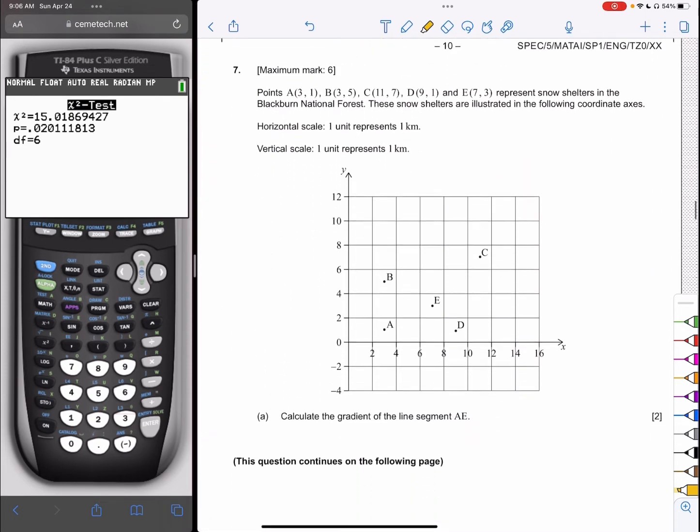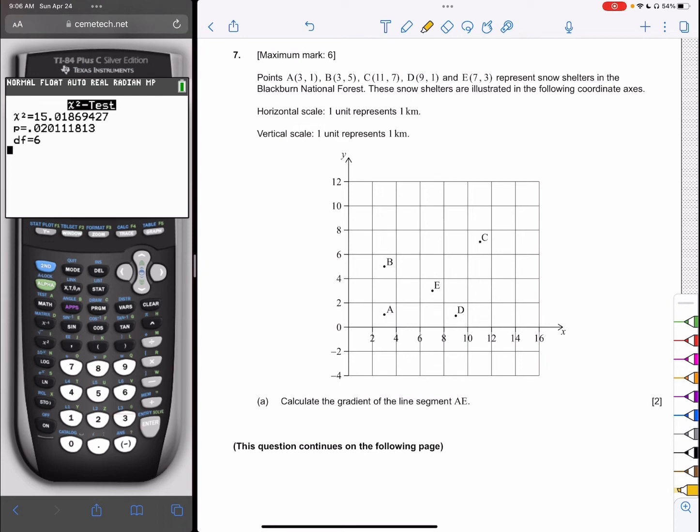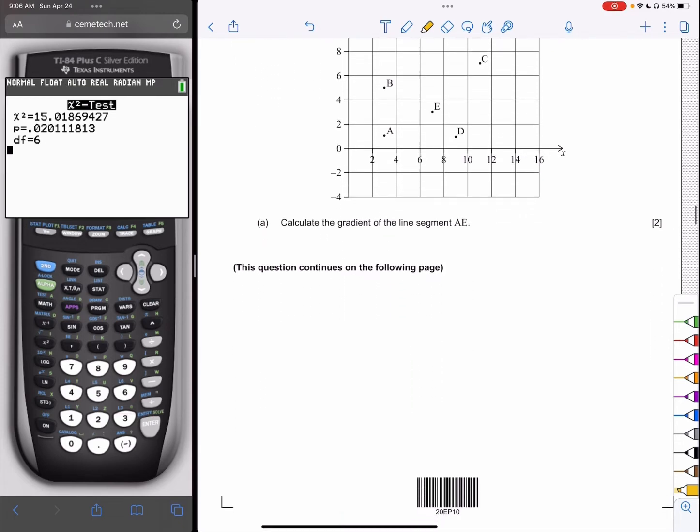Number 7. It says we have the following 5 points, and they represent snow shelters in Blackburn National Forest. These snow shelters are illustrated using the following coordinate axis. We know that on a horizontal scale, 1 unit represents 1 kilometer, and on a vertical scale, 1 unit also represents 1 kilometer. Calculate the gradient of line segment AE.